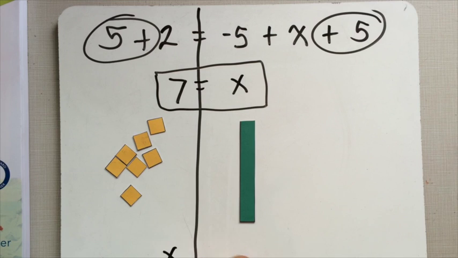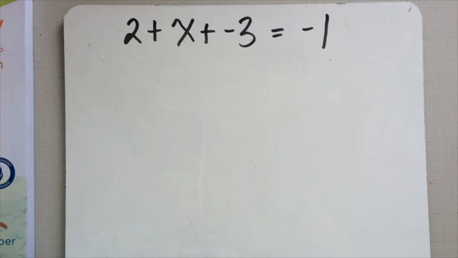Would it make you happier if I wrote it like this? X equals 7. These two mean exactly the same thing. 7 equals x, x equals 7. Same thing. We just need that x all by itself on one side of the equal sign. All right, this one has a little twist to it, but if you use your skills, I think you'll be fine. Give this one a try.